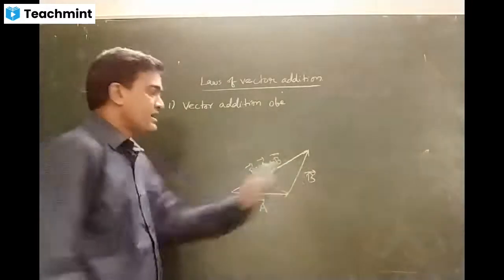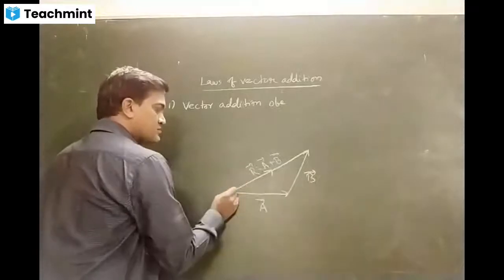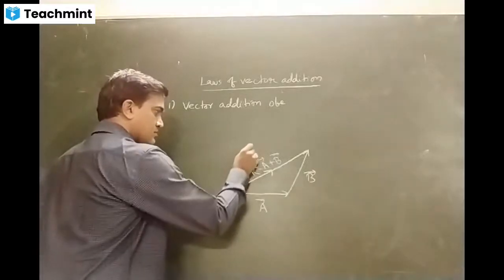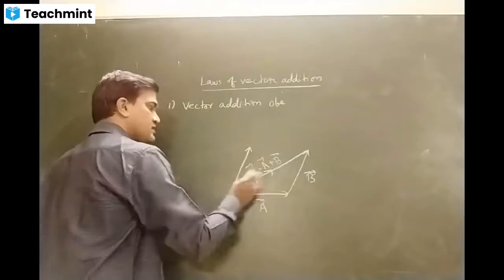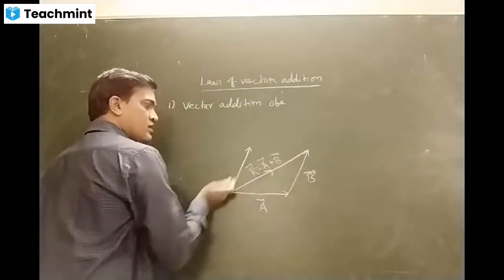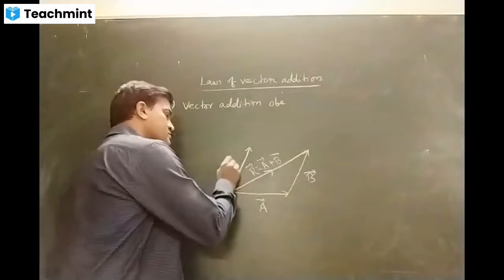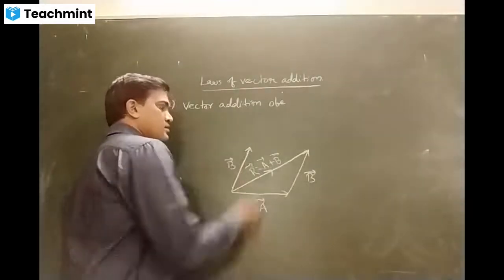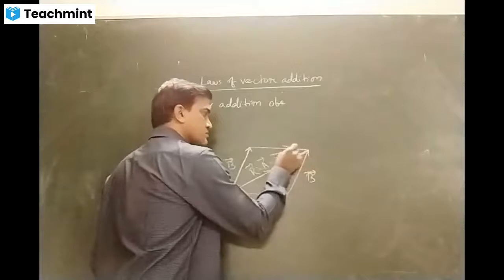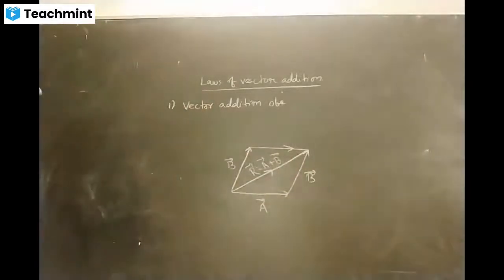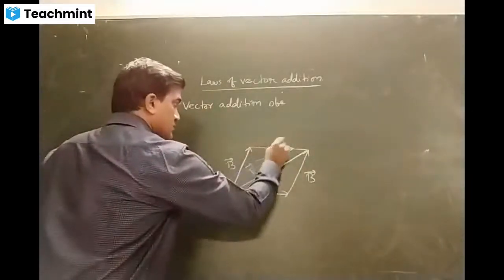Now, can I draw a line parallel to B bar? Yes, sir. If I draw a line parallel, this also becomes B bar. Now, can I draw parallel to A bar like this? Now, this is A bar.